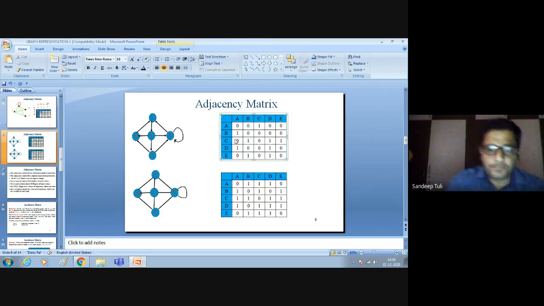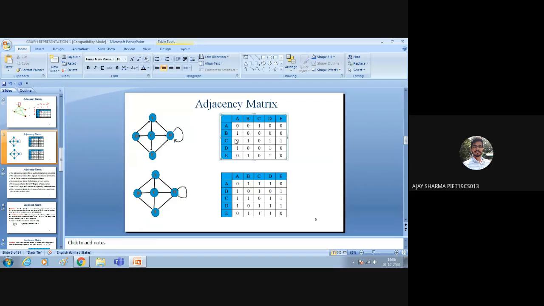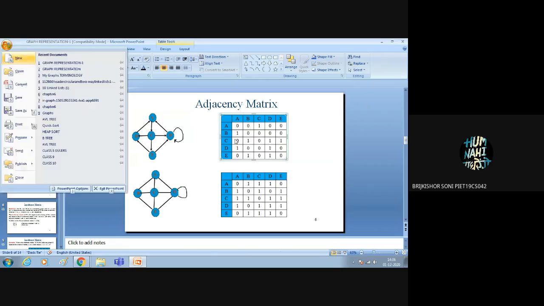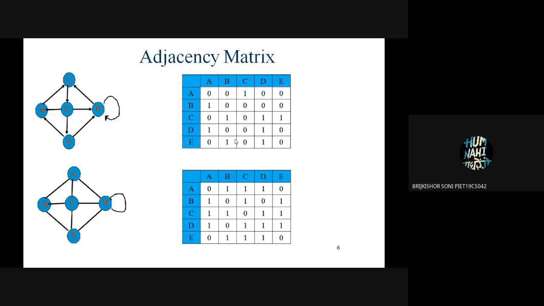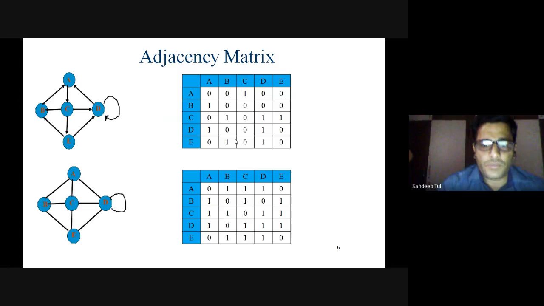Good. Is it okay? Yes sir, it is okay. Wait a minute sir, let us look some more. Now we are coming to the properties of the adjacency matrix. Look at that and try to find out some observations from it.